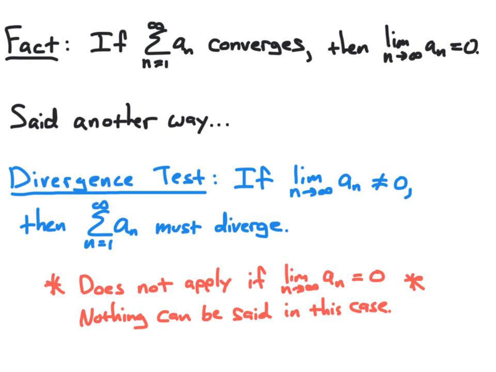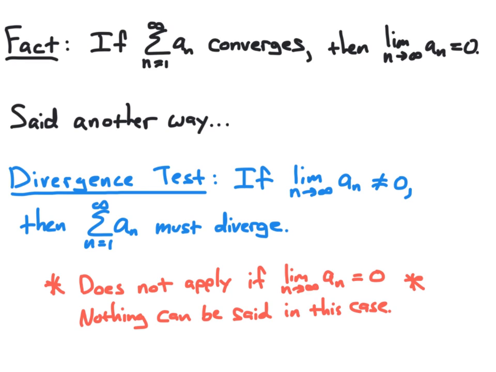The divergence test comes with a very important caveat. The divergence test only applies if the limit of our sequence of terms is non-zero. If the limit of terms is equal to 0, the divergence test doesn't apply. As you can read in the statement, the test does not say anything about what will happen if the limit as n approaches infinity of a sub n equals 0. It only says what will happen if the limit of a sub n is not 0.